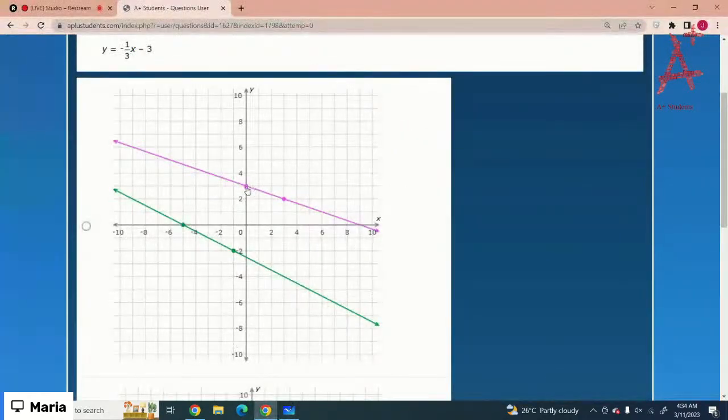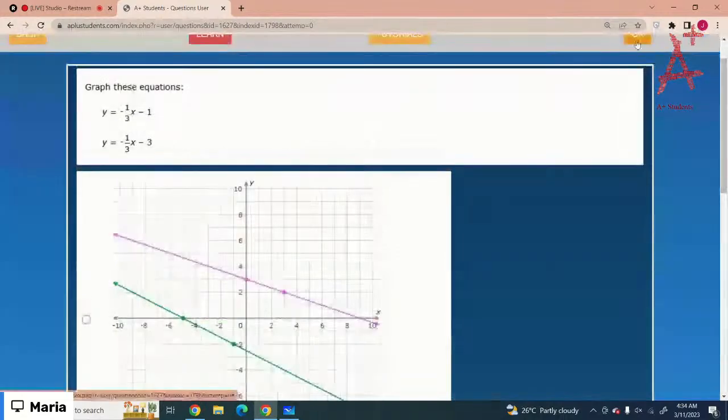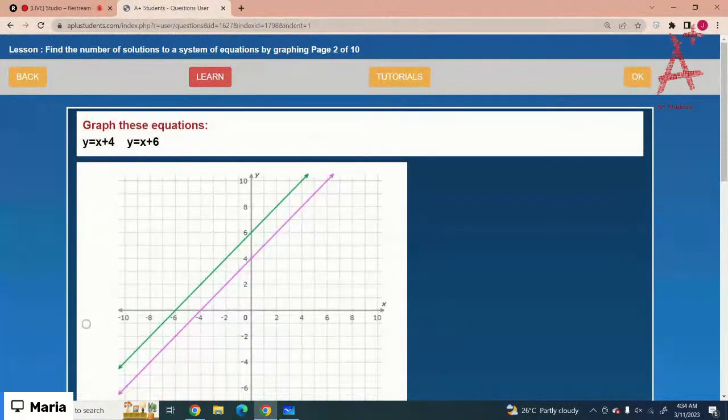So this is not the solution. Here the y-intercept is 3 and here the y-intercept is 2. That is not the solution. Here it is. For this equation, the y-intercept is negative 1, and for this one, the y-intercept is negative 3. That means that is the solution of the equation. The second equation is the solution. So just select the correct option and click on the OK button. So the solution of the equation is the second one.